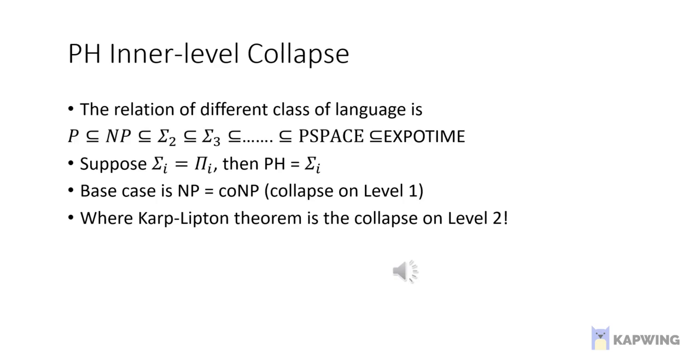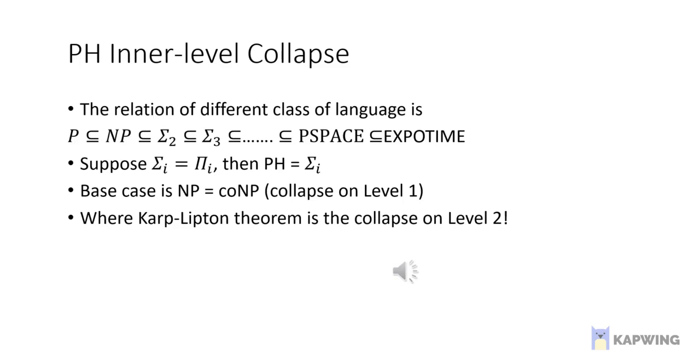So it is saying that for some level i, if sigma i is equal to pi i, then the polynomial hierarchy will collapse into this level. So you can imagine the base case is that if NP equals co-NP, then the entire polynomial hierarchy will collapse on level 1. And I'm going to talk about the Karp-Lipton theorem a little bit.